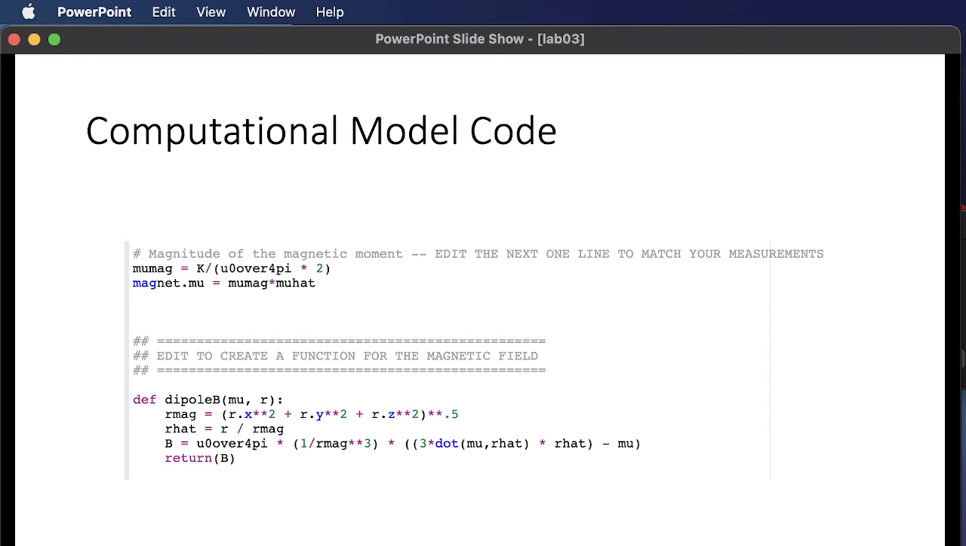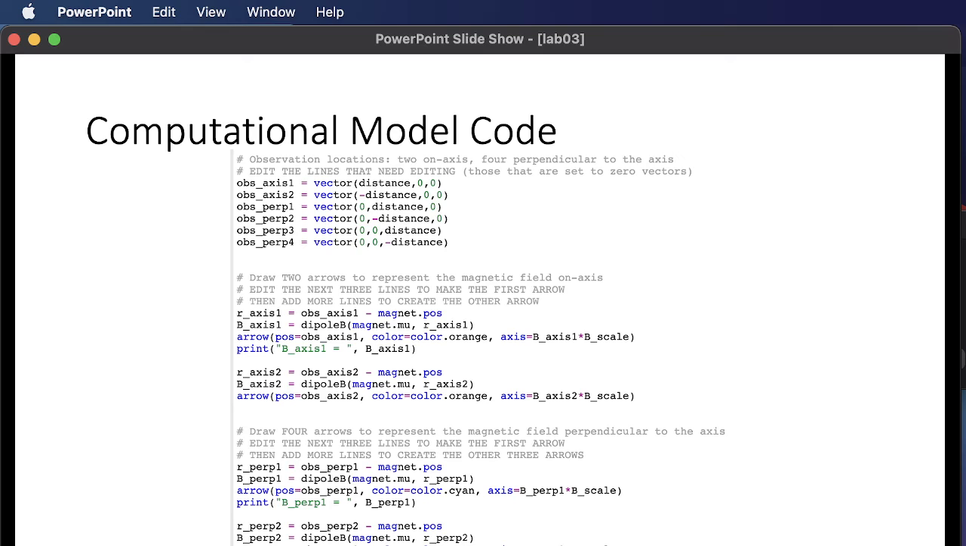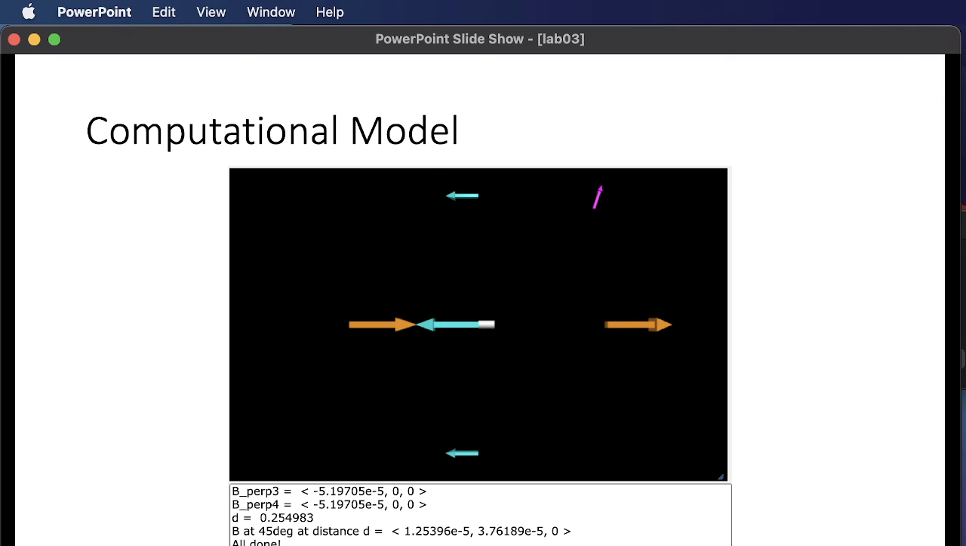The computational model essentially utilizes the Biot-Savart law to calculate the magnetic field due to each dipole at a certain observation location. Then here we handle the creation of different arrows using a relative position vector, and we have 2 on-axis arrows and 4 perpendicular arrows and 1 45-degree angle arrow. The blue arrows are the perpendicular ones, orange arrows are on-axis, and the purple arrow is the 45-degree one.